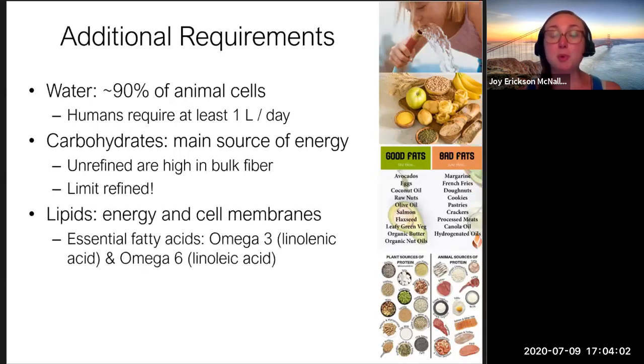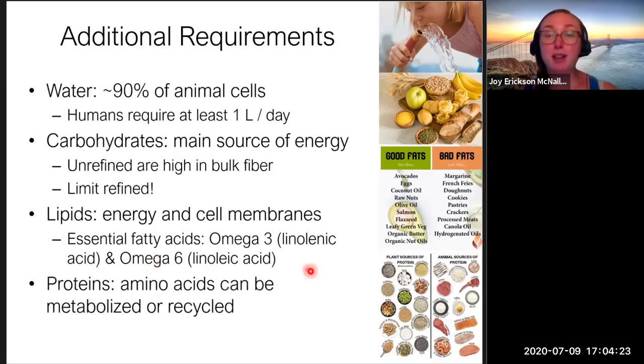Lipids can be another source of energy and also make up important components of our cell membranes. And it turns out there are 2 essential fatty acids that must be part of our diet because we are not able to make them. You may have heard of omega-3s or omega-6s. You make sure you get these in your diet. So they're part of your cell membranes because they are essential.